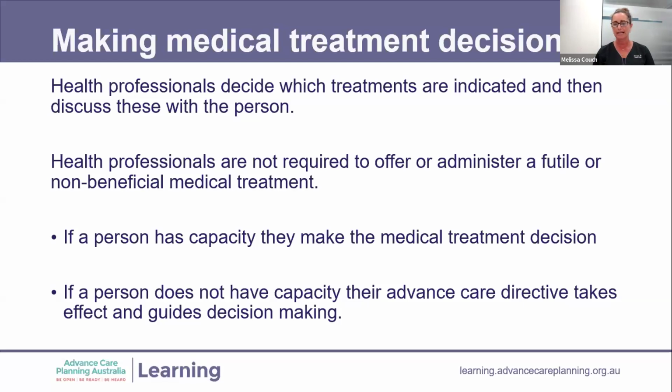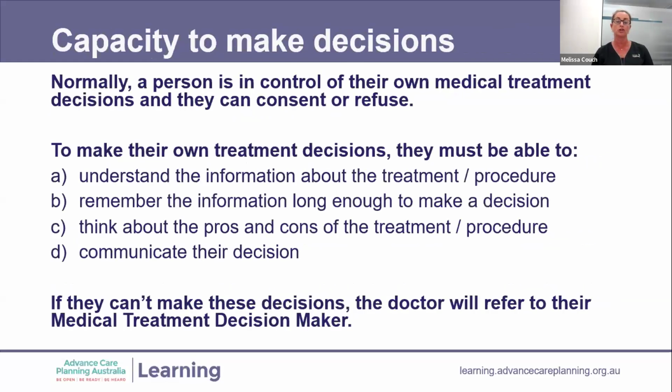So if a person has capacity, they make the medical treatment decisions themselves. It's only when they don't have capacity, and that sometimes can be a bit of a grey area, but we have to determine that the person has capacity to understand the information or the treatments that are being offered to them. So if they don't have capacity, then we go to their advanced care directive, which takes effect to guide decision-making in the healthcare organisation. So capacity to make decisions, normally we would presume that a person has capacity.